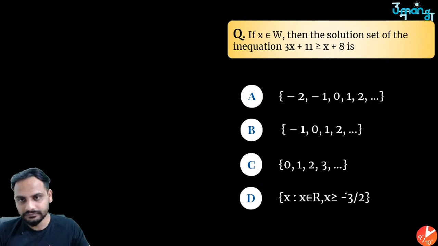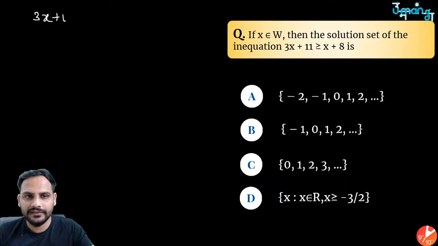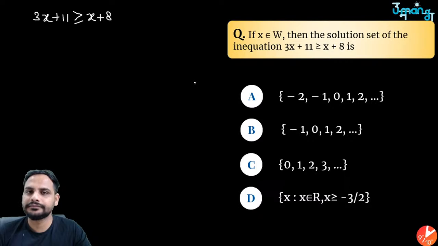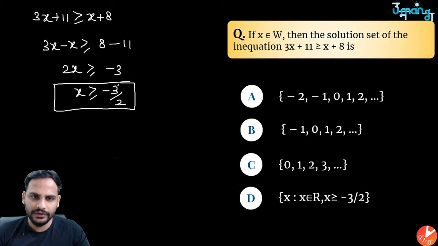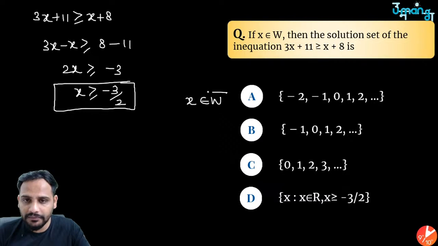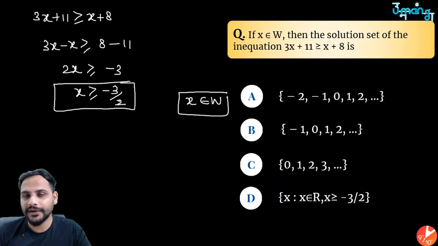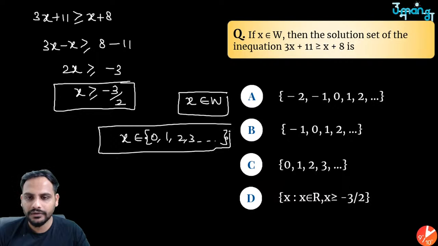That will be correct. But how do you solve it? See, 3x + 11 >= x + 8. Shift 8 over here, x over here. So 3x - x >= 8 - 11. So 2x >= -3. So x >= -3/2. Now, x should be greater than or equal to -3/2. This is the solution. But we also know x belongs to only whole numbers. So the whole numbers greater than or equal to -3/2 are 0, then 1, 2, 3, 4. So x belongs to 0, 1, 2, 3, 4, 5 and so on. So option C will be your correct answer.